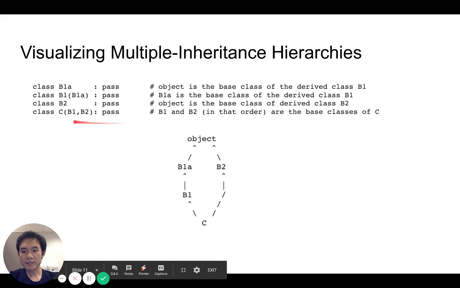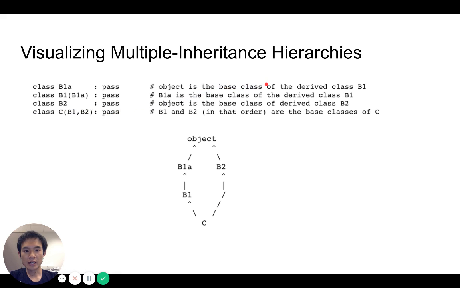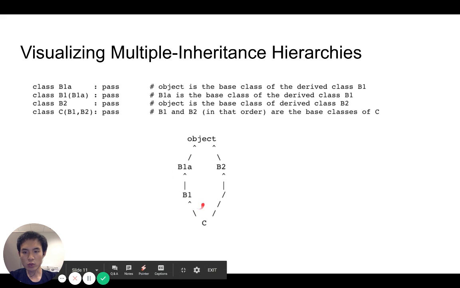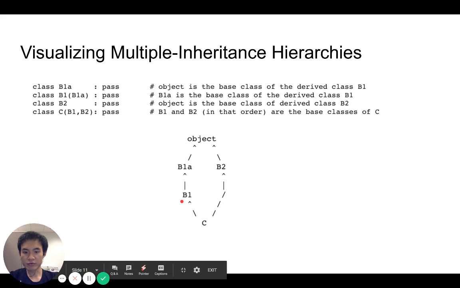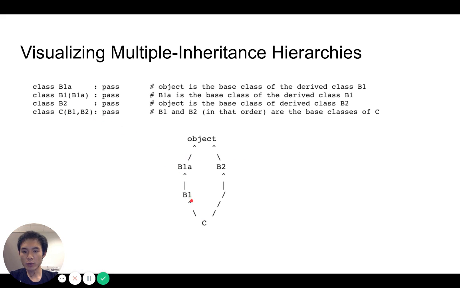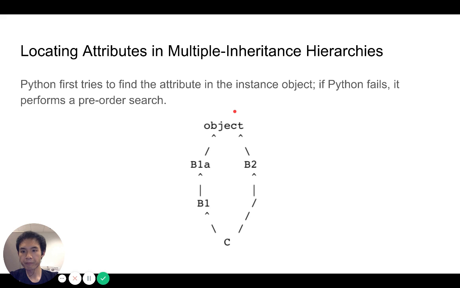So if we have this inheritance hierarchy, we have a network to visualize this hierarchy. Here we have four classes, and every class has a parent class, the object class. C is a derived class from B1 and B2, and B1 is a derived class from B1A. So here we have this network to realize multiple inheritance.